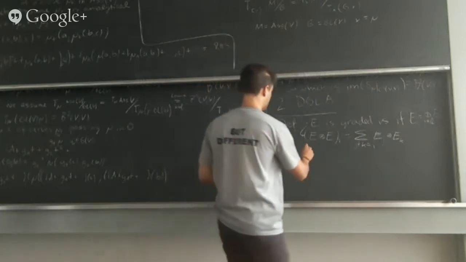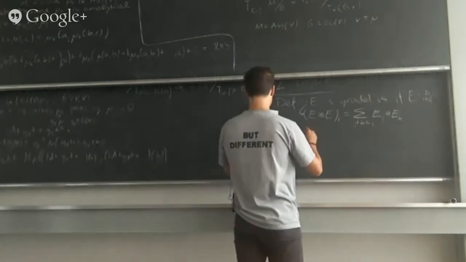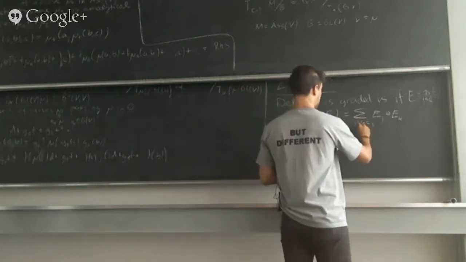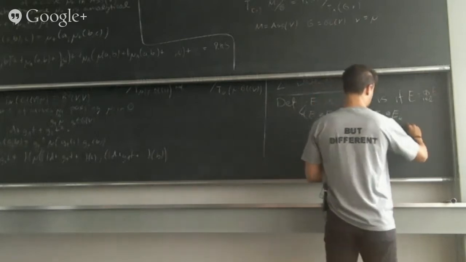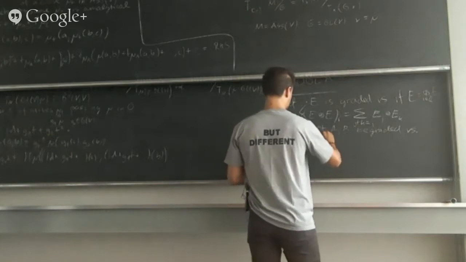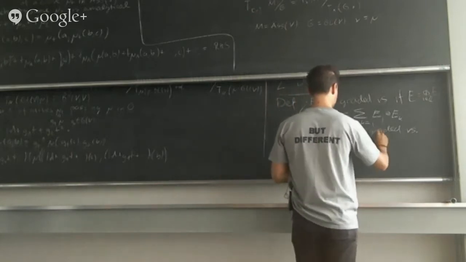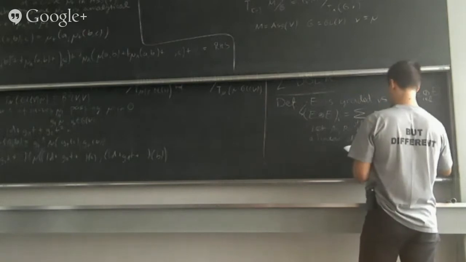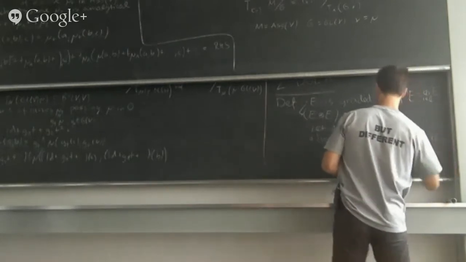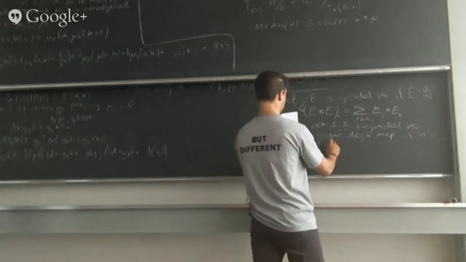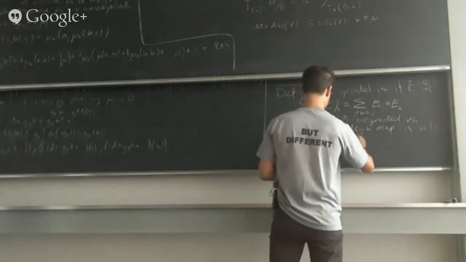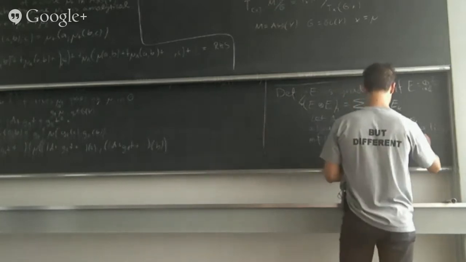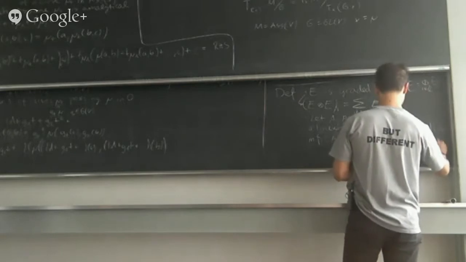And for graded vector spaces A and B, a linear degree K map is a linear map from A to B such that f restricted to A_i is part of B_{i+K}.